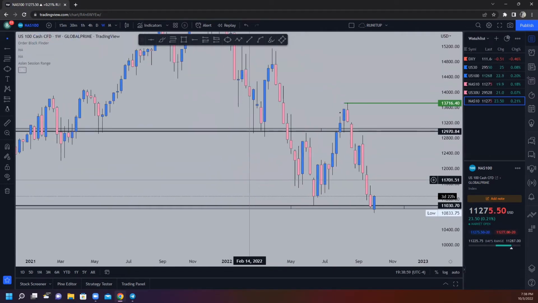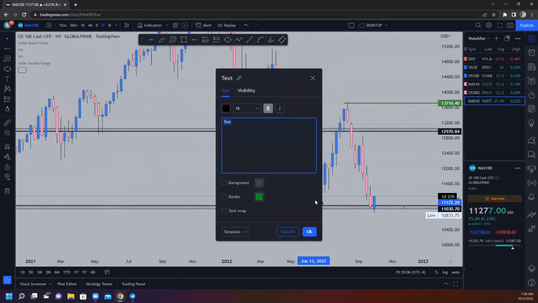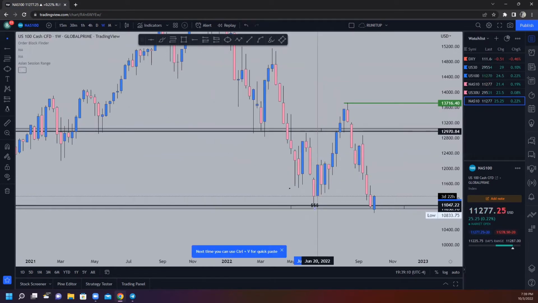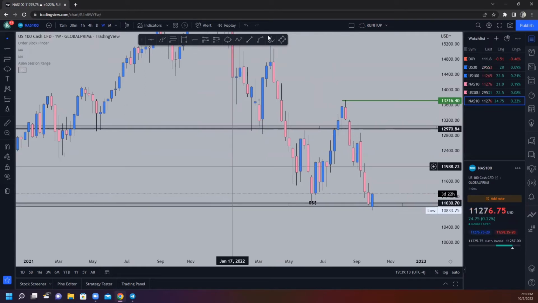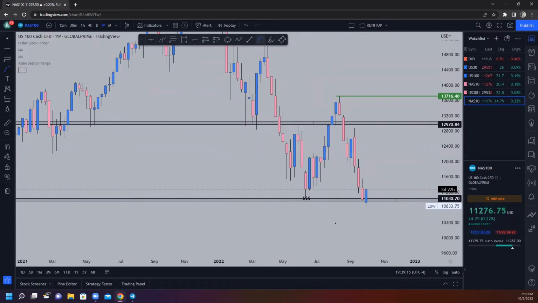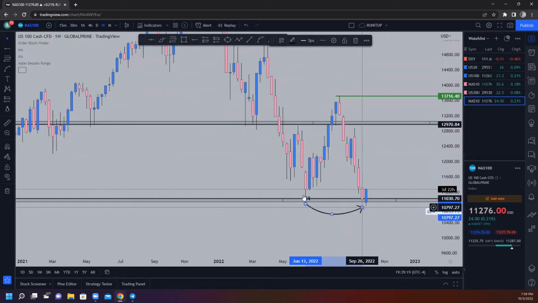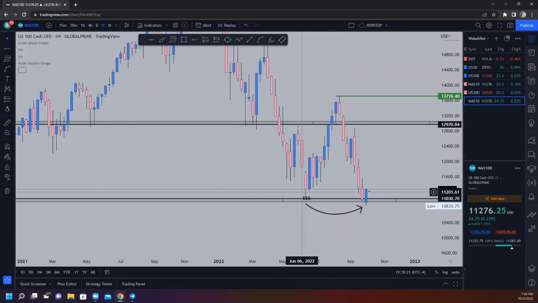As you can see, price shot up hard, came back and grabbed orders, aka liquidity. As you can see, it came and swept everybody out. I call this a liquidity sweep right here. Let me show you guys, liquidity sweep. It came out, took all the orders, and price bought up massively.